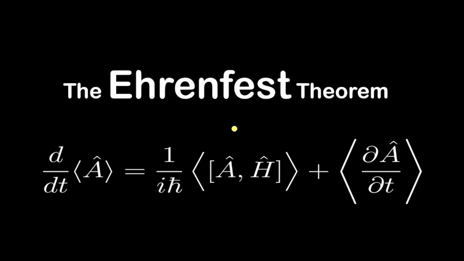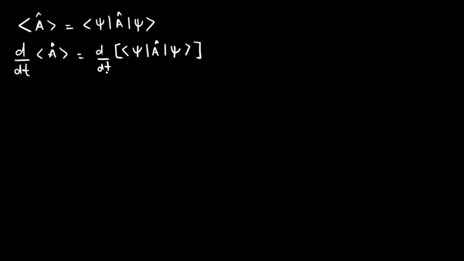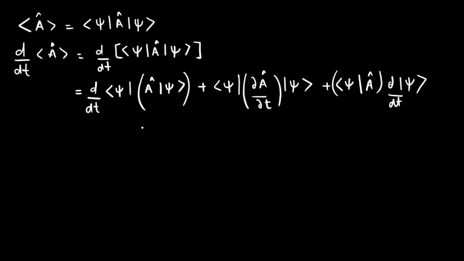So the Ehrenfest theorem is given by this general equation, which calculates the change of the expectation value of an operator A with respect to time. So first of all, let's try to derive this relation. For an operator A cap, its expectation value in the state psi can be written as this expression. Now, by taking the time derivative of this expression, we get this expression. Now, expanding the derivative gives us this expression.